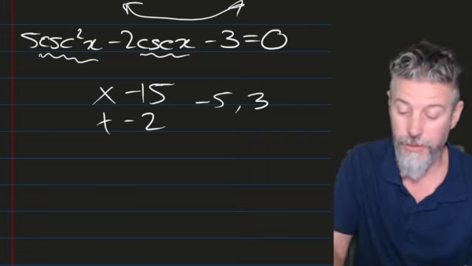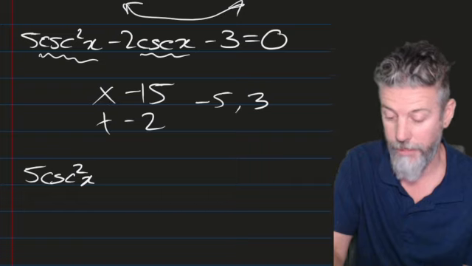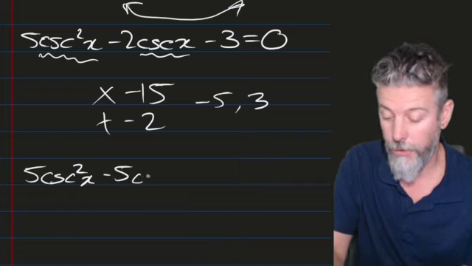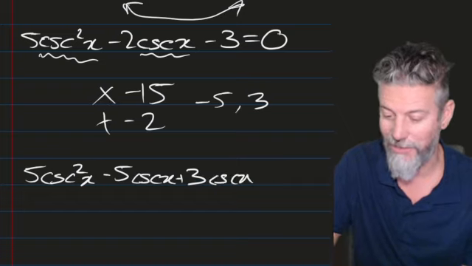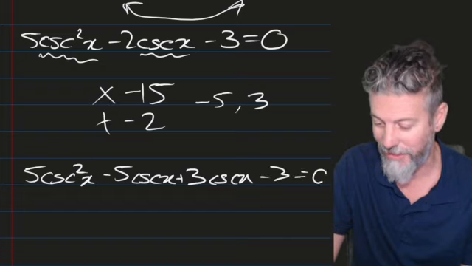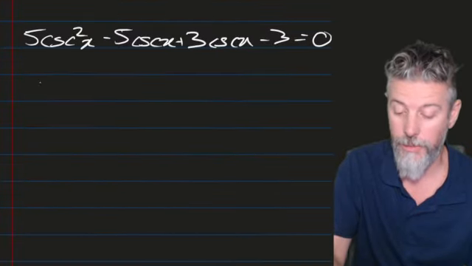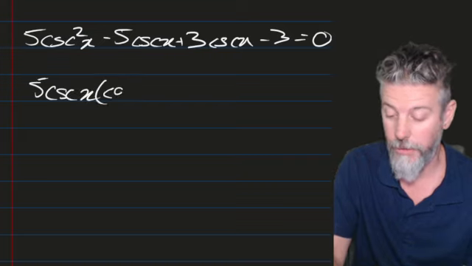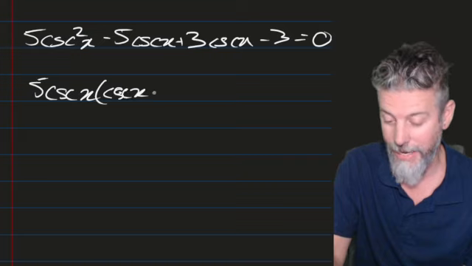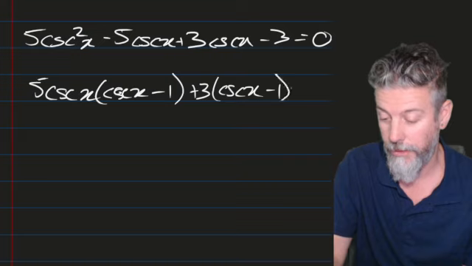So we go and use those and break up the middle so that we can do factor by pairs in this quadratic. -5 cosec x plus 3 cosec x, running out of room on this page, -3 equals 0. Made it. All right, so now we can group by pairs and we can take 5 cosec x out and be left with cosec x minus 1. And we can take a 3 out and be left with cosec x minus 1 equals 0.